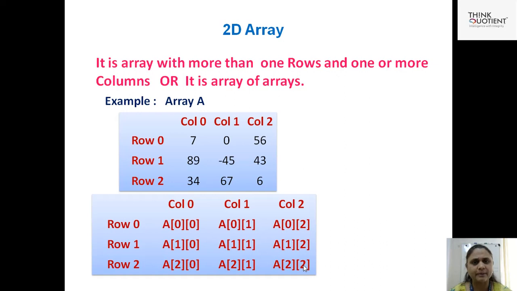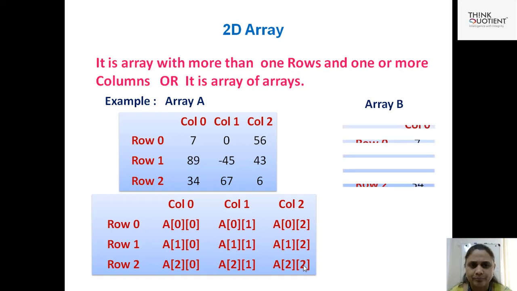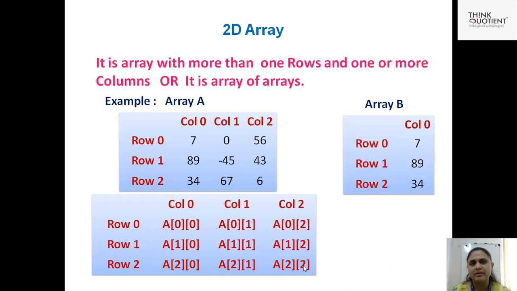But sometimes it may happen you have multiple rows available but only a single column. Take the example of this array B. Here I am able to see there are 3 rows. The data is arranged in 3 rows, but it is having only 1 column. So this is 3 by 1 kind of data arrangement. This is an array with dimension 3 by 1.